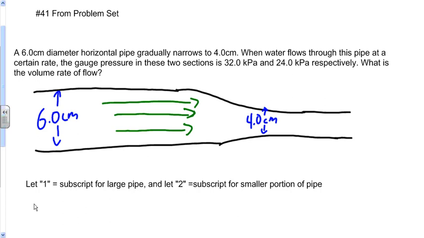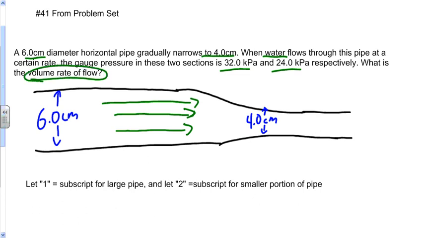The problem reads, a 6 centimeter diameter horizontal pipe gradually narrows to 4 centimeters. When water flows through this pipe, I'm going to go ahead and underline water, at a certain rate, the gauge pressure in these two sections is 32 kilopascals and 24 kilopascals, respectively. They want us to find the volume rate of flow.